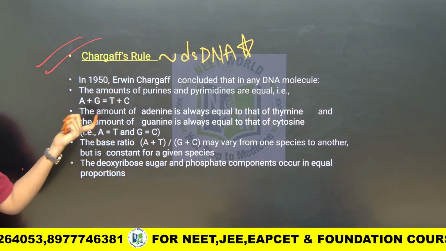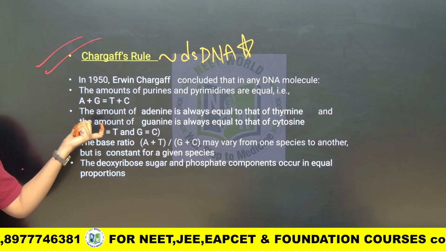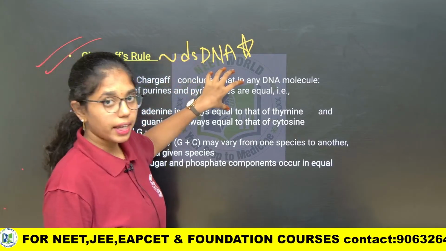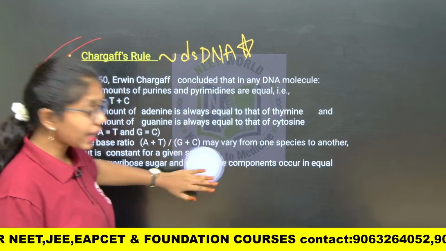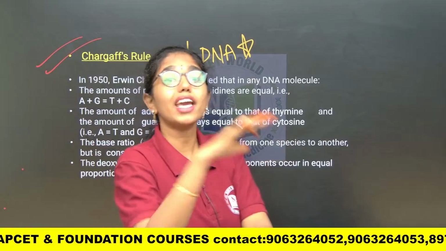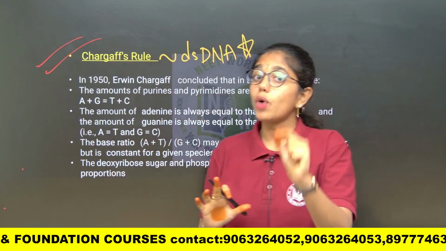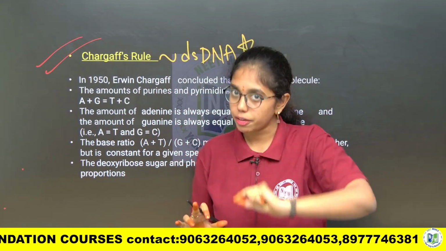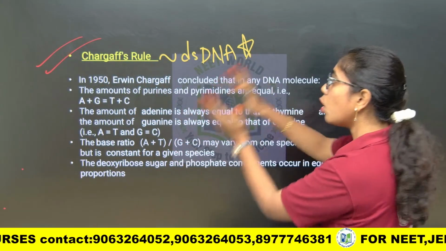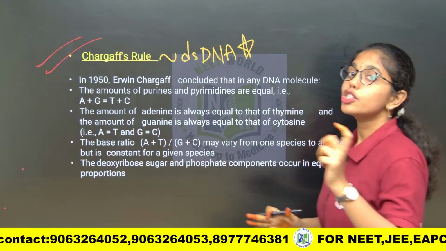This is very important with respect to biomolecules, nucleic acids. So Chargaff's rule, this is for double-stranded DNA. It is applicable only to double-stranded DNA, and he proposed these rules taking what as reference? Taking Watson and Crick's model as reference. These are applicable only to double-stranded DNA. So where did he propose?